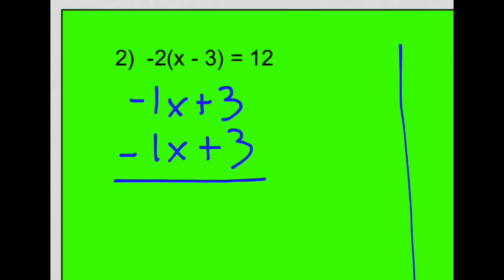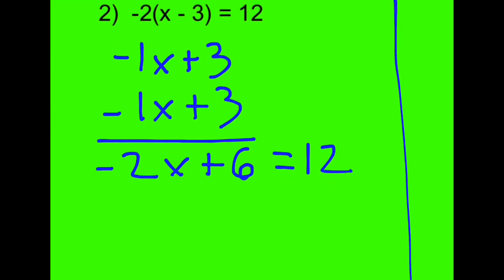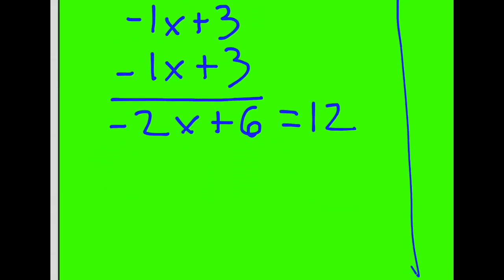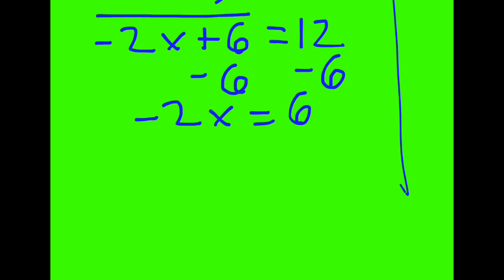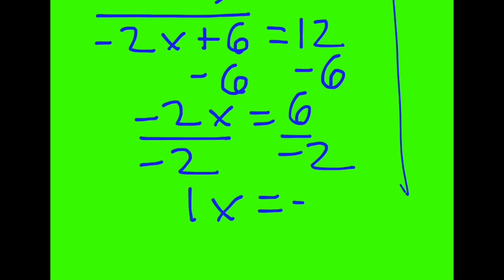Total up those like terms: negative 2x plus 6 equals 12. Now we have a two-step equation with multiplication and addition again. The way to solve this is to subtract 6 from both sides of the equal sign, and you get negative 2x equals 6. Then you have a multiplication situation, so divide both sides by negative 2, and you get positive 1x equals negative 3, or x equals negative 3.